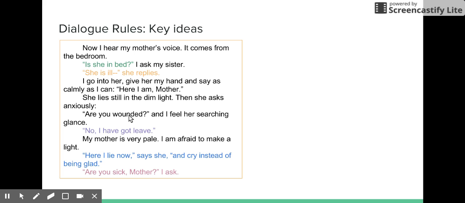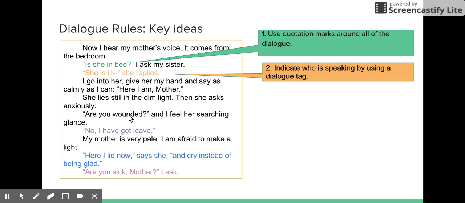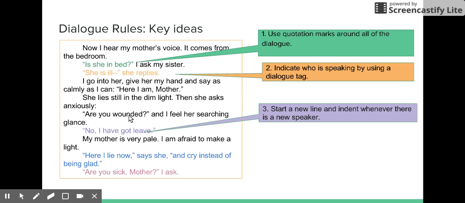So here's a big passage from All Quiet where Paul goes home and talks to his mom. And here are a few of the rules you should notice. Anytime you're using dialogue, you're putting quotation marks around everything that the character is saying. You're going to indicate who's speaking by using a dialogue tag, and that can sound different in each one: I asked my sister, she replied, I say calmly. You can use different dialogue tags, but anytime someone is speaking, you want to use a dialogue tag.